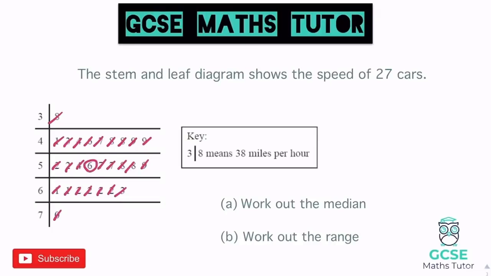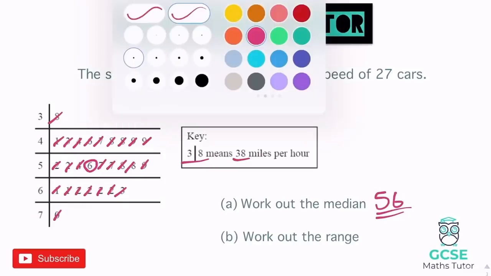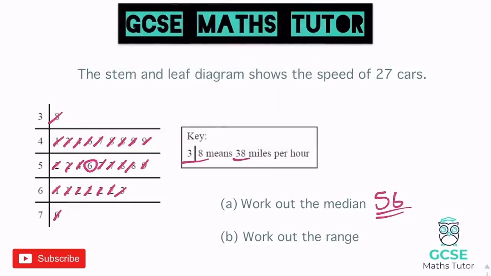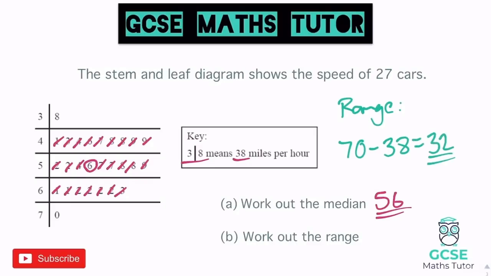Don't forget the key though, it says 3 line 8 means 38. So that's next to the 5, so it's 5 and 6, which is 56. So the median there would be 56. Working out the range, we want to look at which one's the smallest and which one's the biggest. Let's have a look. If I get rid of some of my lines here, the smallest number there is 38, the biggest is 70. So to work out the range, which I'll do up here, the range will just be 70 the biggest, take away 38 the smallest, which is 32 as my range there. Again, there's median and range from a stem and leaf.